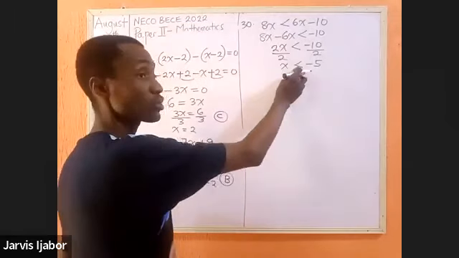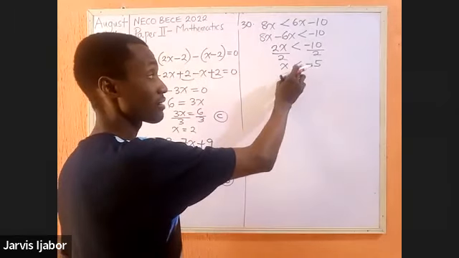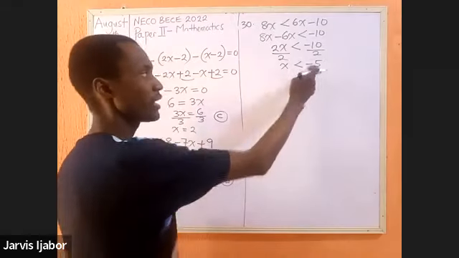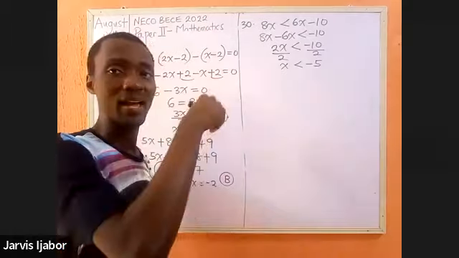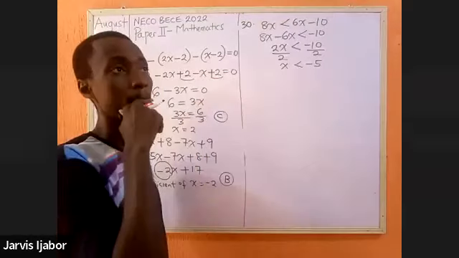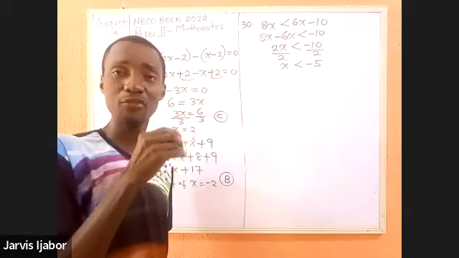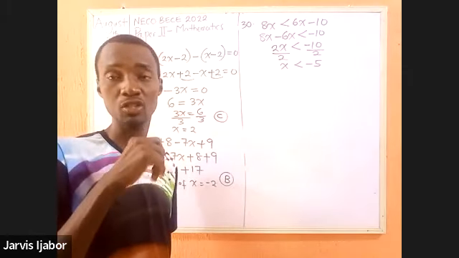Now, less than will suggest that the graph will point to my left. Negative 5 will suggest where the graph will start from. And this less than will also suggest that the bubble is open, it's not closed.